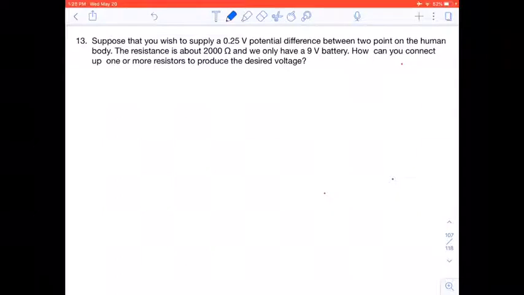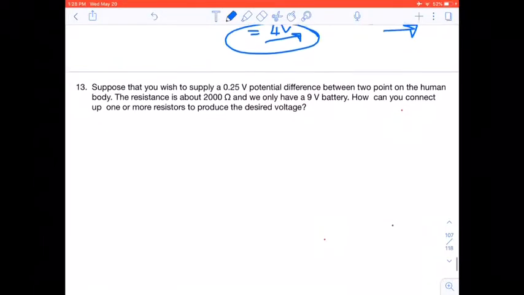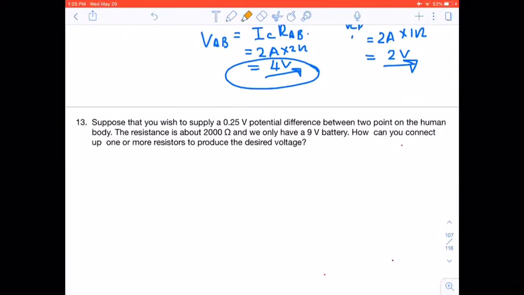Right, so now let's look at the next one. Suppose that you wish to have a supply of 0.25 volts potential difference between 2 points on the human body. That's the voltage you want, okay? But the resistance of the human body is about 2000 ohms, right?